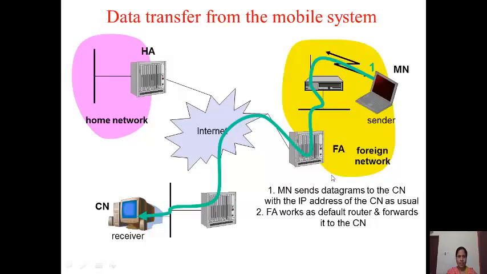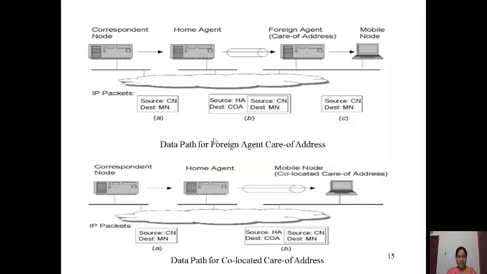So this is data transfer that happens from the mobile system to the correspondent node, right? So let us now try to understand with this simple scenario how a data path for foreign agent care of address has been assigned and the data path for co-located care of address has been assigned, right?